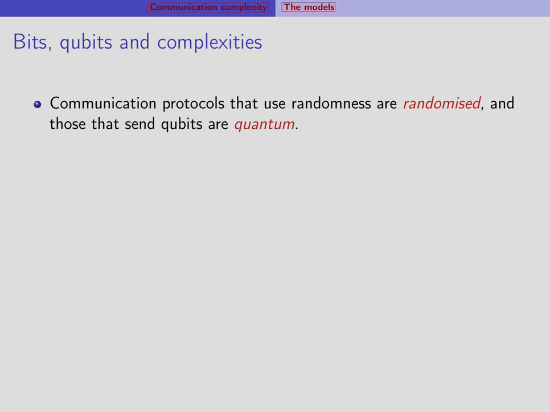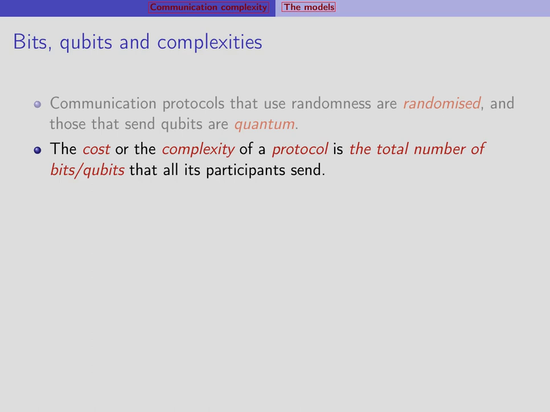So far, we have seen several layouts or topologies of communication models. Now let us define the complexity. First of all, we will be dealing today with two types of communication protocols. Some protocols will be randomized. Other protocols will be quantum. In particular, we will not be interested in deterministic protocols. So any classical protocol that we will be considering today is allowed to use randomness.